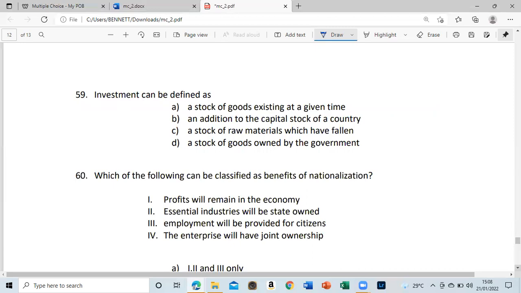Investment can be defined as A, a stock of goods existing at a given time, B, an addition to the capital stock of a country, C, a stock of raw material, or D, a stock of goods owned by the government. And that would be B, an addition to the capital stock of a country. So 59 is B.